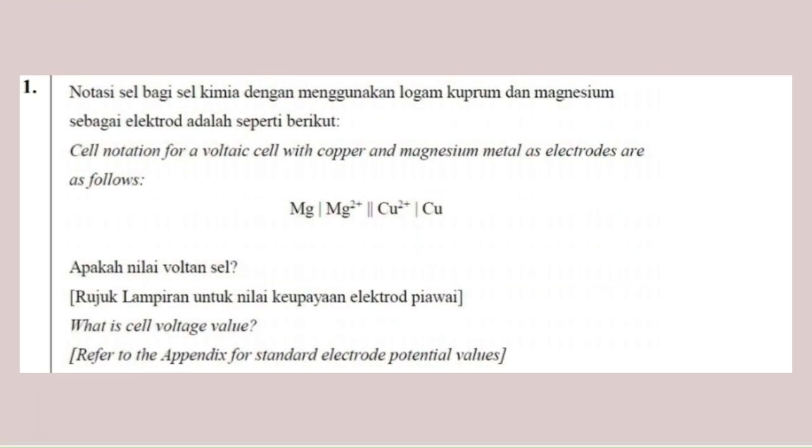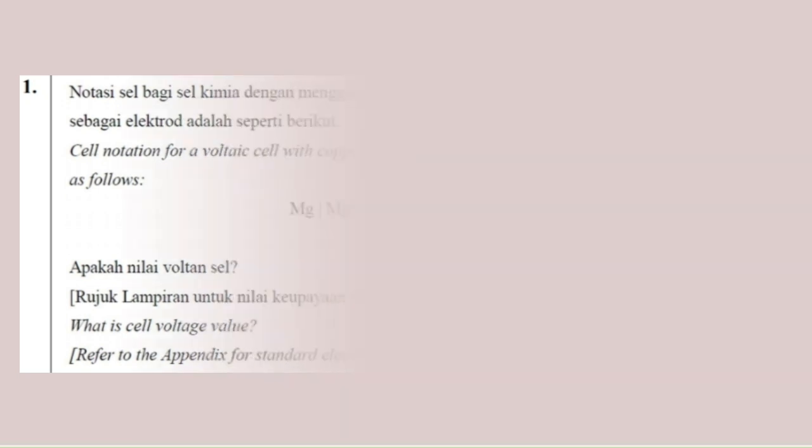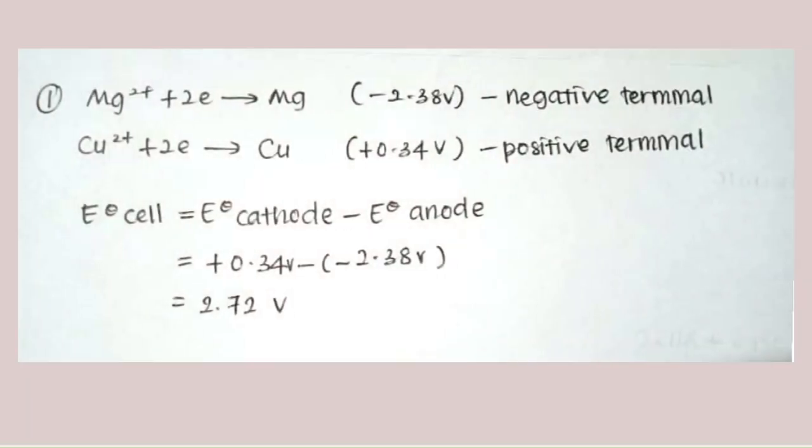Question 1 shows that magnesium is more electropositive than copper, so magnesium is the negative terminal. From the formula below, we can calculate by subtracting negative 2.38 V from positive 0.34 V to get 2.72 V as the cell voltage value.